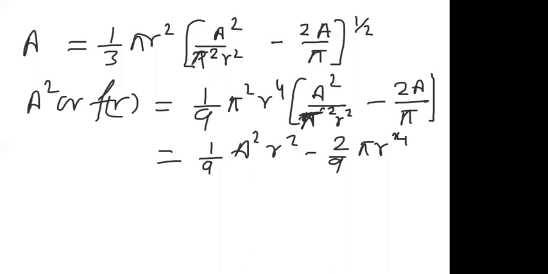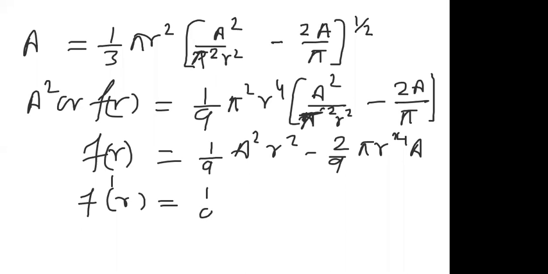I suppose this step is okay now. Pi to 1 power cancels. Yes sir. A is missing. Fine. This becomes F of R. Now I need to calculate F dash R. So F dash R will become equal to 1 by 9 A square, R square will become 2R minus 8 upon 9 pi A R cube.